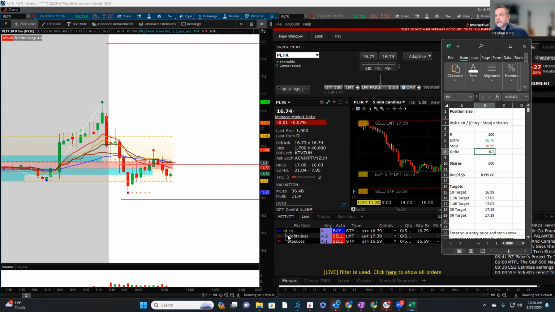So just note down here, you can see that the order is live and I'm buying, and my stop again is 16.79. You can't see that, but that is the quantity, which is 500. And then if you notice here, here's that bracket. It shows me that this is a bracket order, that all three of these components of the order are all tied together.